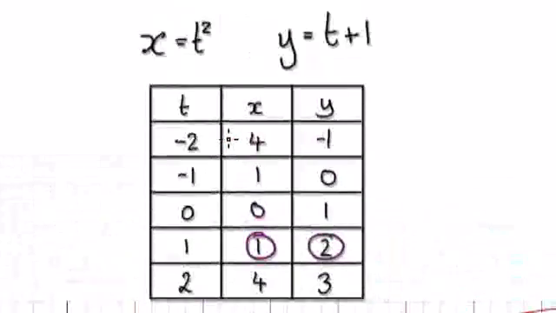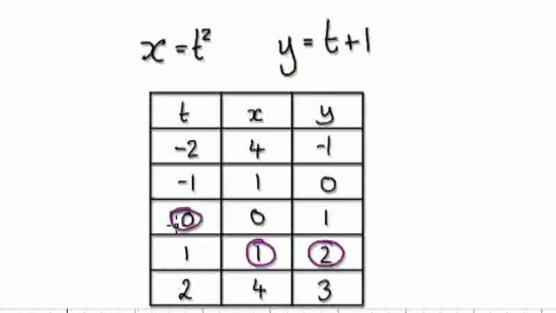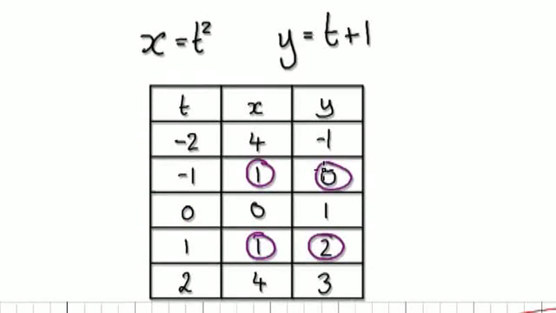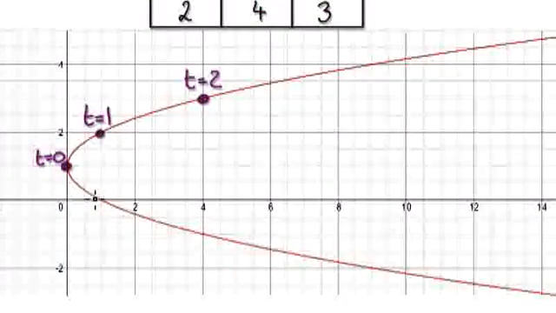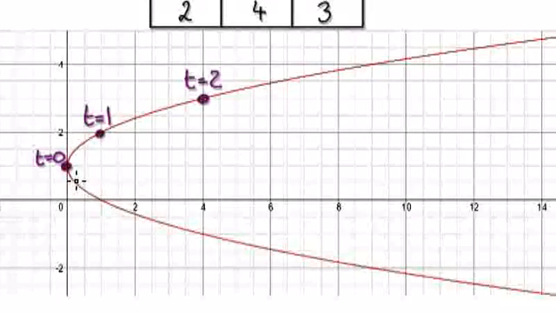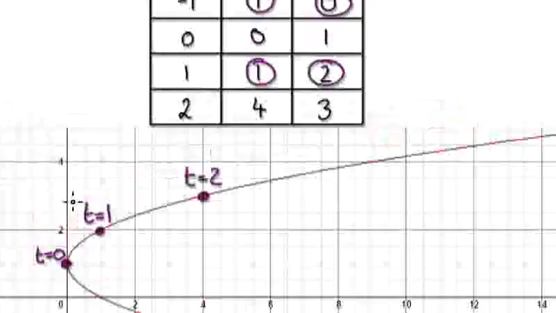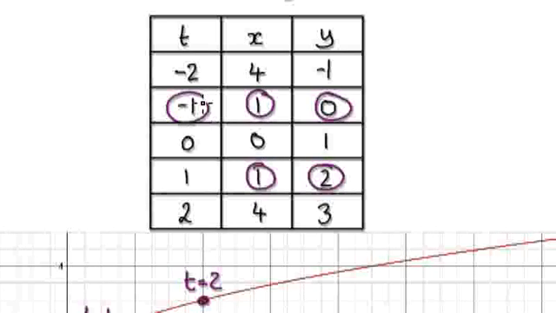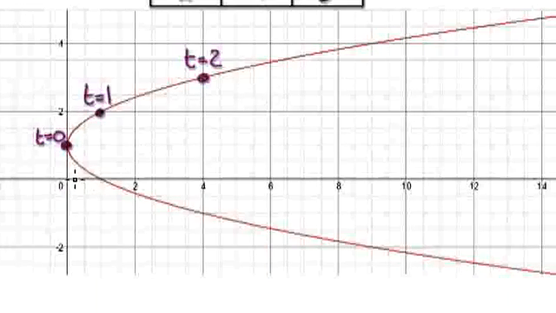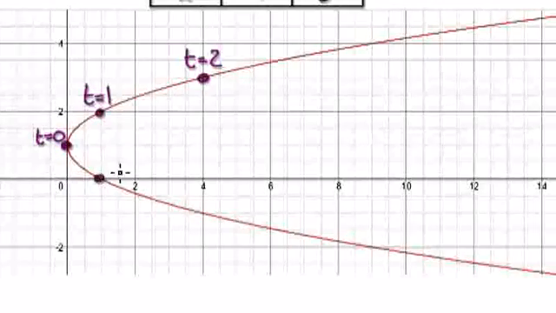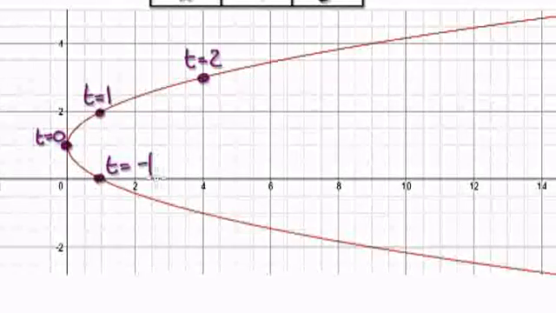So let's go back in time. When time is negative 1, x would be 1, y would be 0. Sorry, hang on, let me have a look at this again. When time equals negative 1, x would be 1, y would be 0. So that would be right here. So this would be when time equals negative 1.